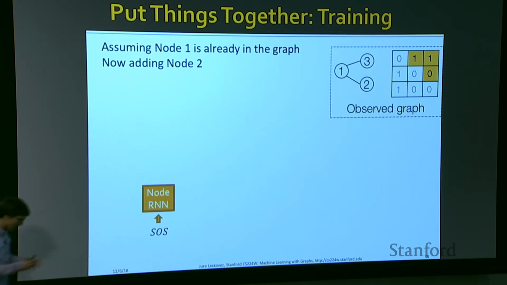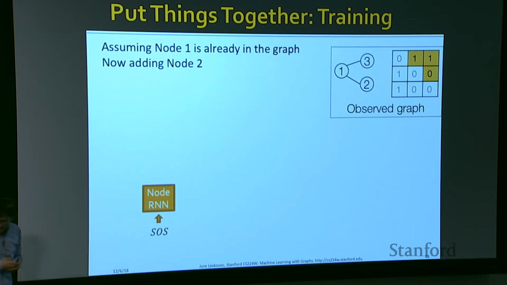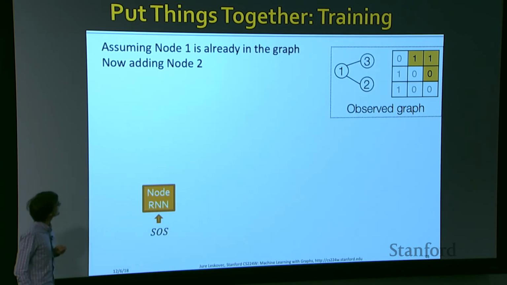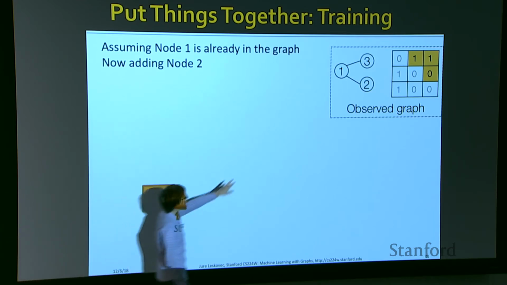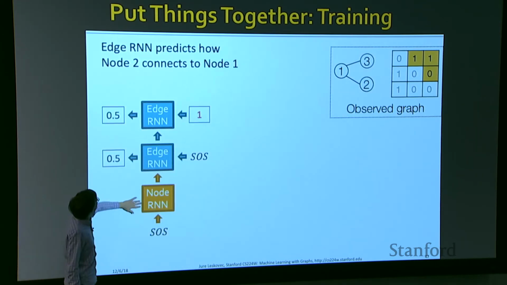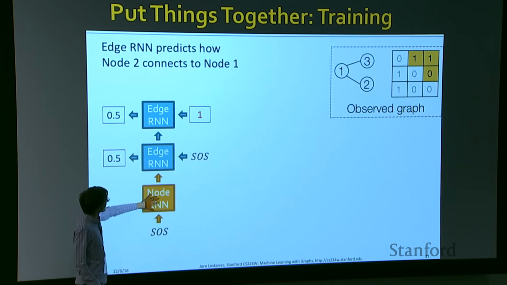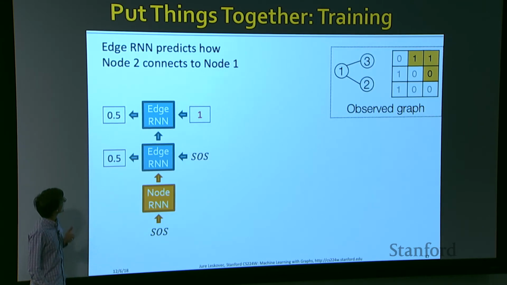I'll show you the structure of the neural network over which backpropagation happens. Let's assume that node 1 is already part of the graph, and now we are adding node 2. This is the graph we will be generating, so you'll be able to follow. So node 1 is already there, so we now start generating node 2. We added node 2, and now we need to decide how to connect node 2.